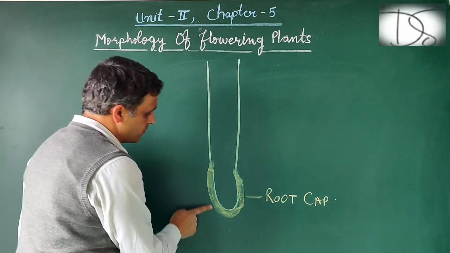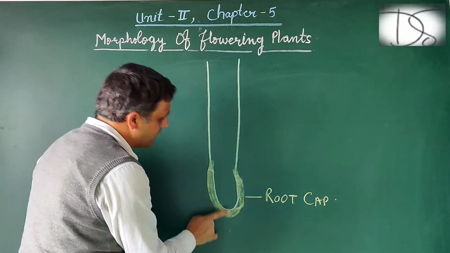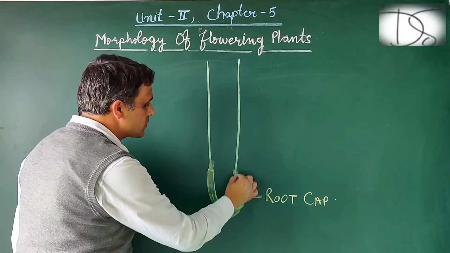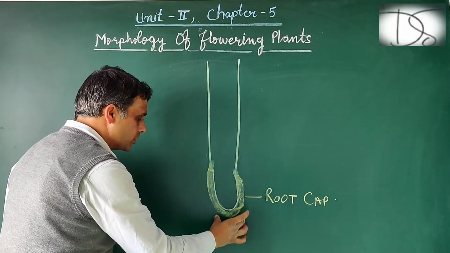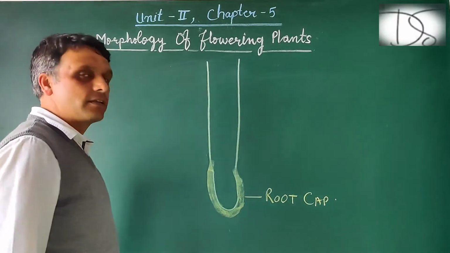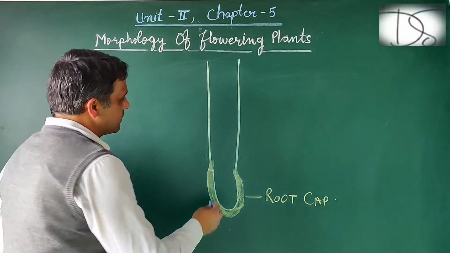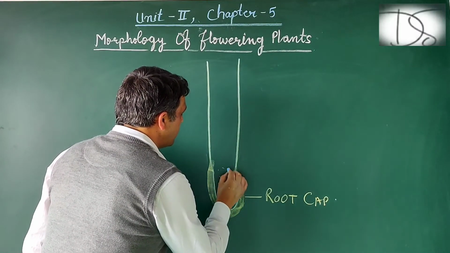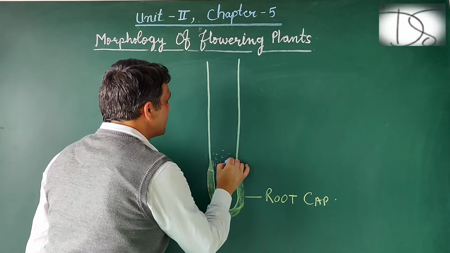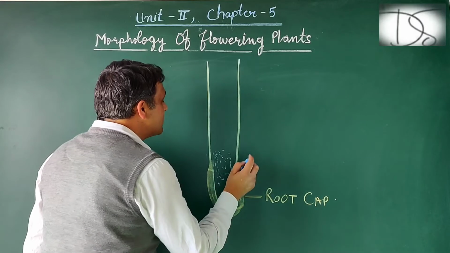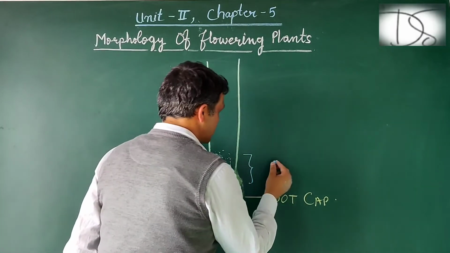These are some specialized cells, and when the root keeps on growing, these outer cells keep on withering and new cells are continuously added in the inner region, and the root keeps on growing with a root cap at every tip of the root. Inside this portion we have some special type of cells which are called meristematic cells, and this zone is called the zone or region of meristematic cells.